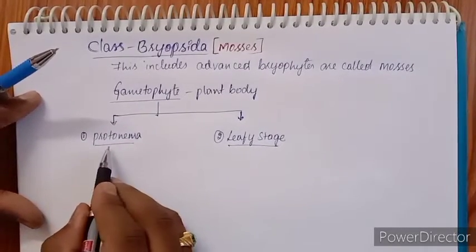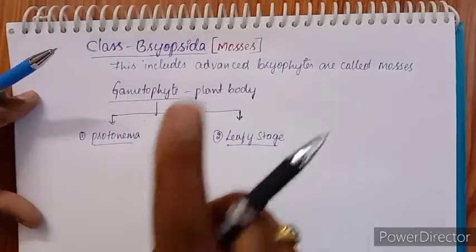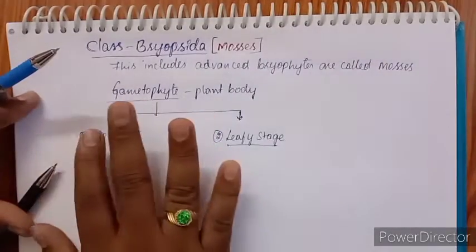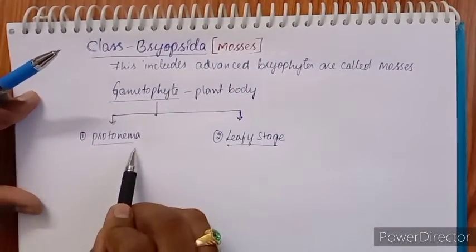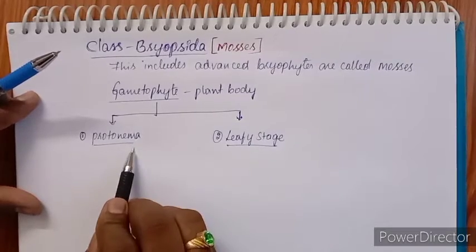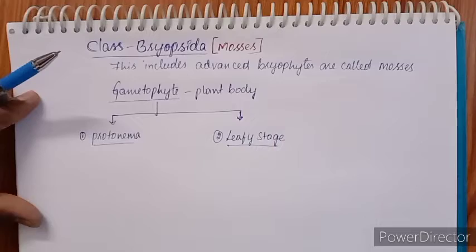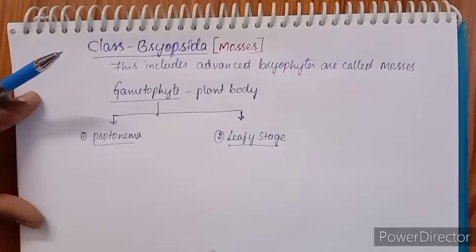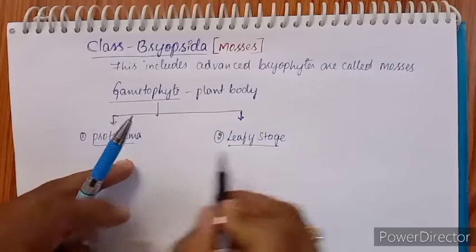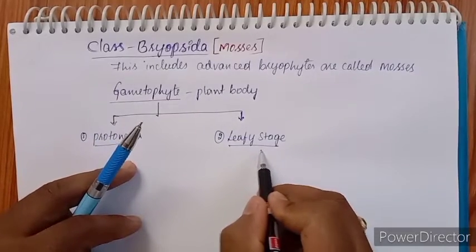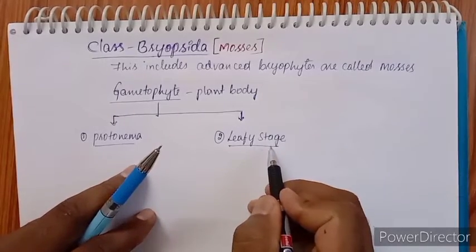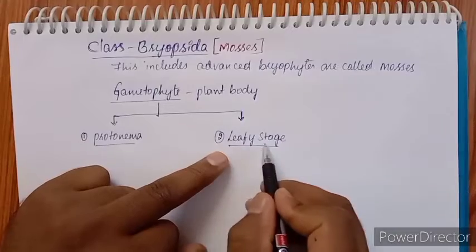This protonema, which is directly developed from haploid spores, creeps on the soil surface, is green in color and also branched, showing a filament-like structure. So that is the special thing. Protonema has two types, primary protonema and secondary protonema. From the secondary protonema only, there is a formation of the leafy stage. The leafy stage is the secondary one, which forms from the secondary protonema.